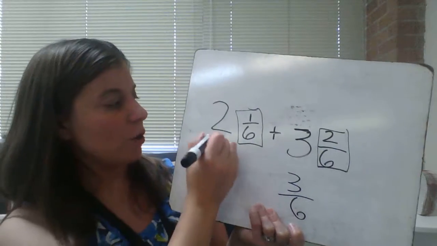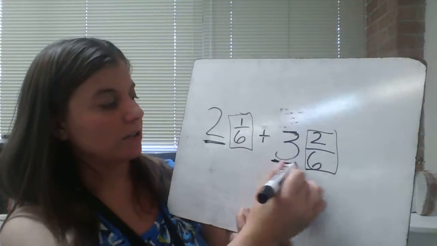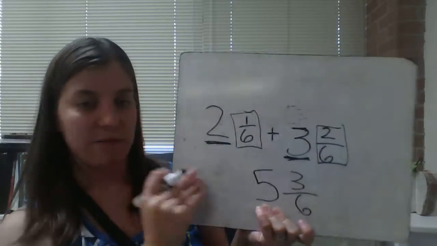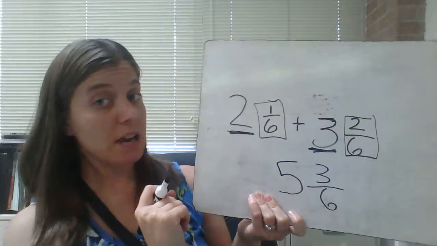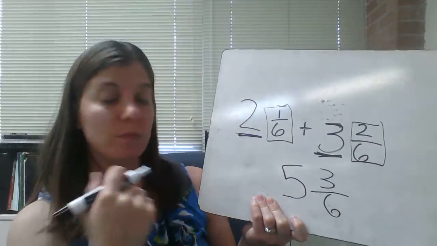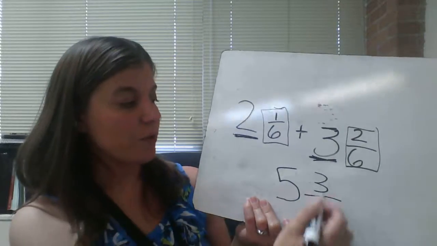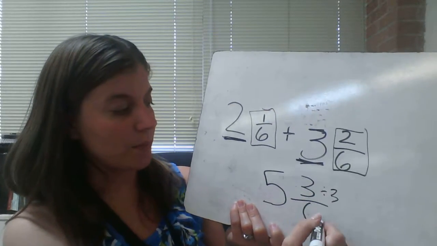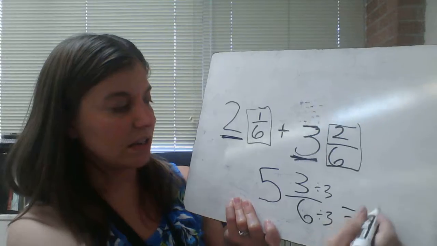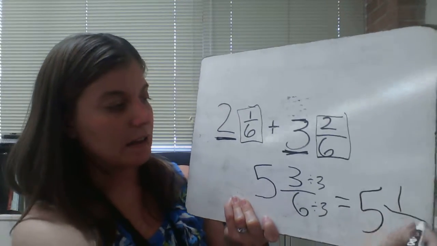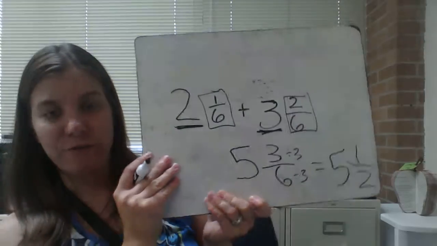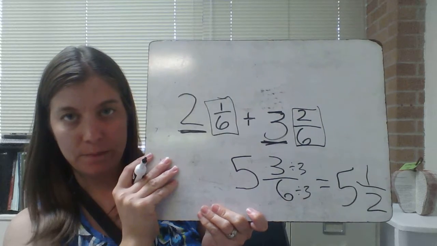Now you're going to add your whole numbers. 2 plus 3 is 5. Step 3, simplest form. We need to reduce this. So 3/6, I can divide both of them by 3. So this is going to equal 5 and a half would be my final answer. Okay, so that's adding fractions. So go ahead and erase your board.